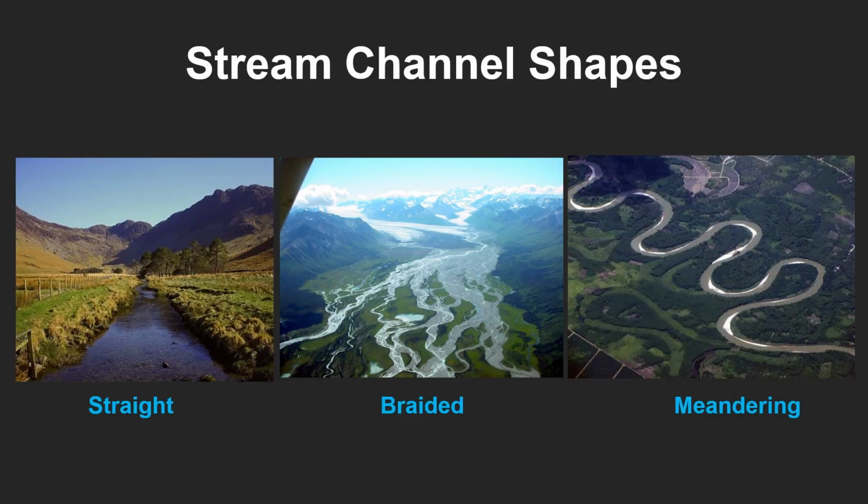Streams can form different channel shapes depending on slope, sediment, and flow speed. Straight channels are rare and usually occur in steep terrain. Braided streams have multiple interwoven channels separated by sediment bars, common in areas with high sediment load. Meandering streams curve back and forth across gentle slopes, creating wide bends in floodplains.